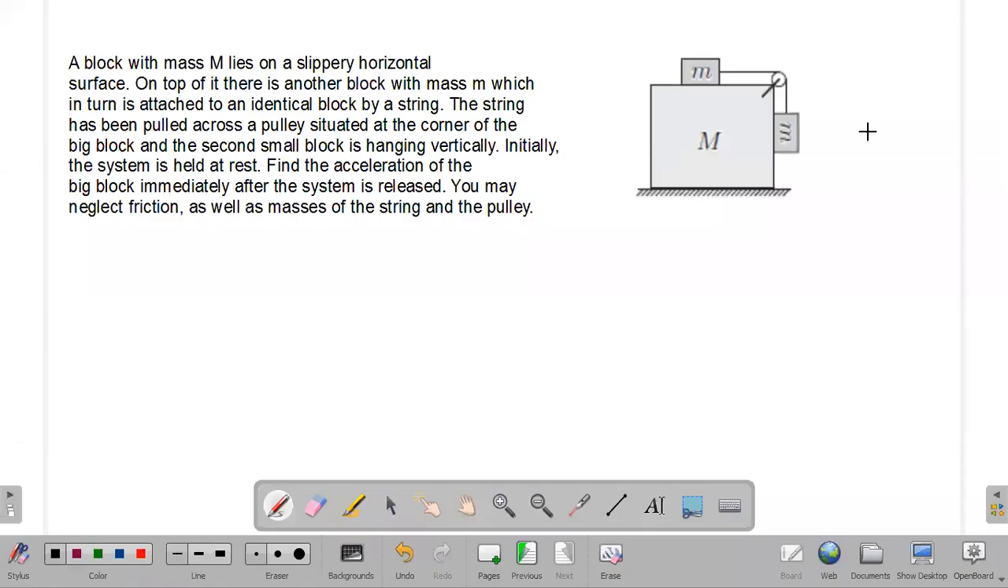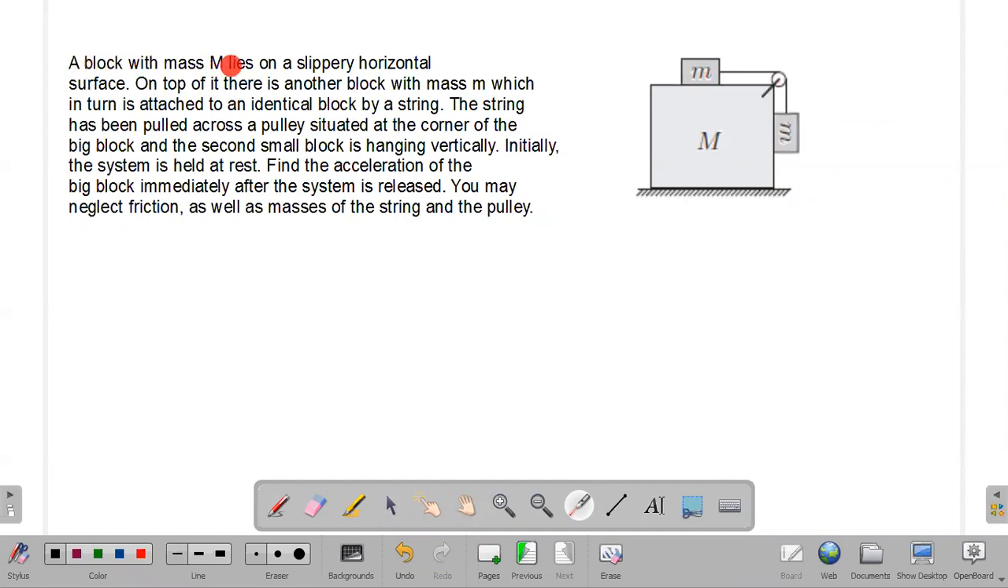Hello students, in this problem we have a mass of capital M and two blocks of masses small m which are connected by a string which passes over a pulley, and the pulley is attached to the mass of capital M. So that is the question.